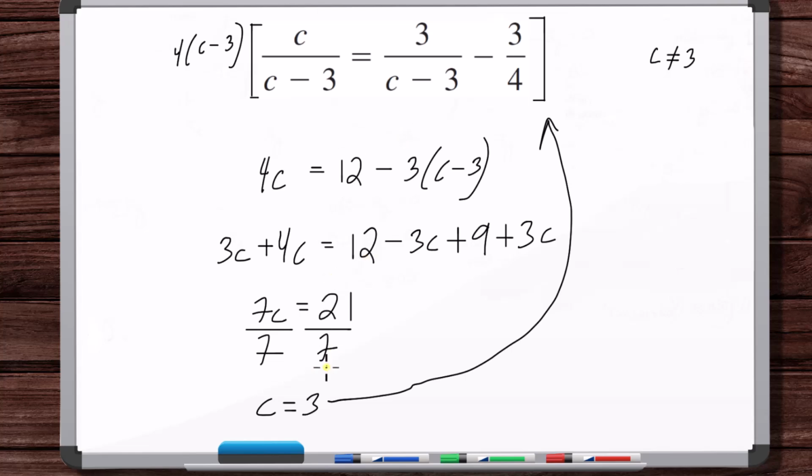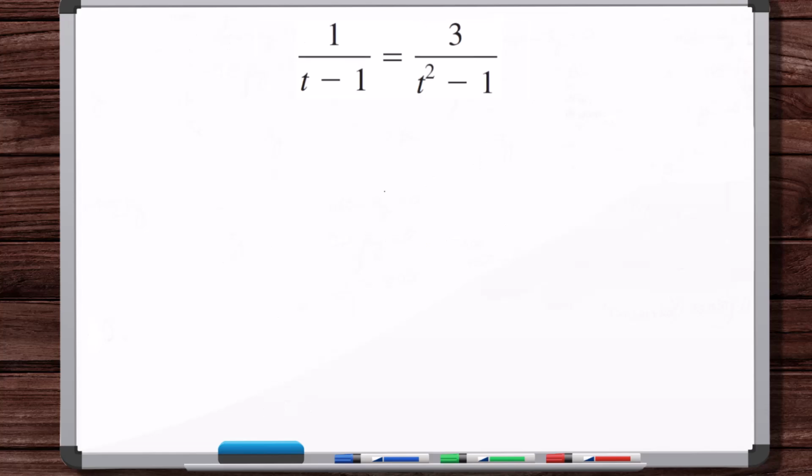Well, okay, let's plug 3 in. You get 3 divided by 0. That's not a number. So it's not a solution. Okay, so this isn't a solution, so there's no solution. You call this a contradiction, right? Okay, so here's an example.